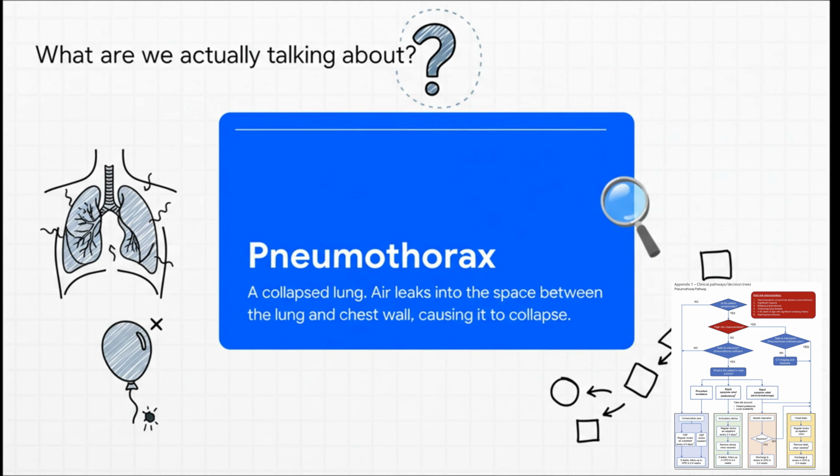All right, first things first. Let's make sure we're all on the same page. The medical term is pneumothorax, but most of us just know it as a collapsed lung. And it's pretty much what it sounds like. Air leaks out and gets trapped in the space between your lung and your chest wall. That trapped air creates pressure, and it literally squishes the lung, making it collapse. Kind of like a balloon with a slow leak. Understanding that basic idea is key to everything that follows.